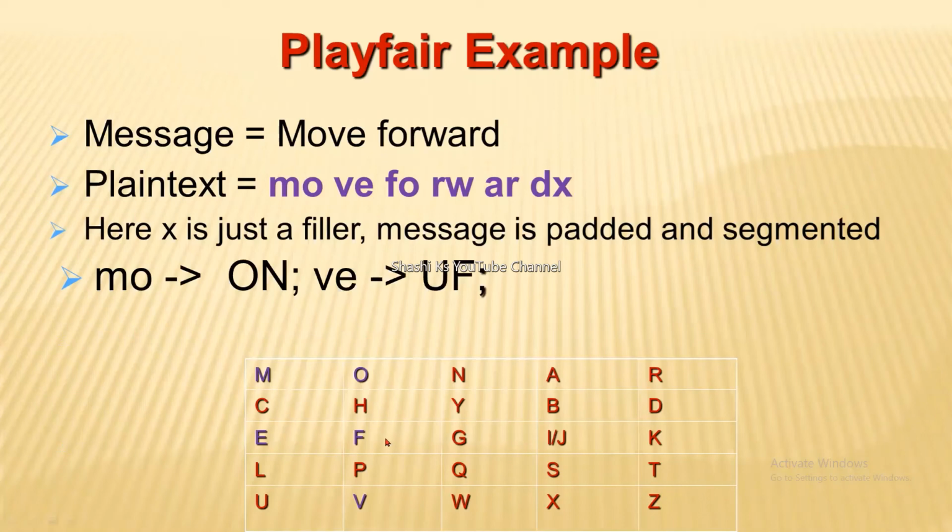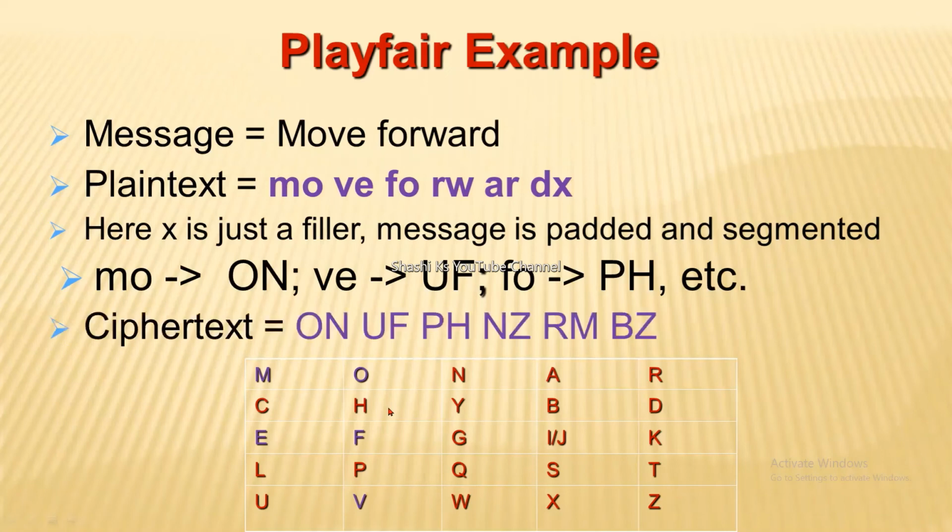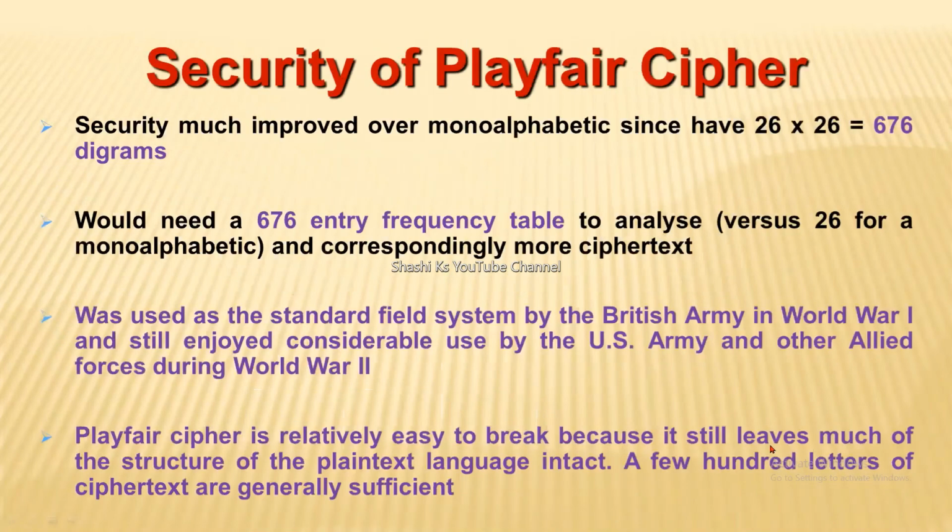F and O appear in the same column. So F would be replaced with the letter beneath it and O would be replaced with the letter beneath it. So beneath F, I have P and beneath O, I have H. So FO would be encrypted as PH, etc. So that is how encryption happens in the Playfair cipher. So this is the overall ciphertext for the move forward plain text message using the Playfair cipher.